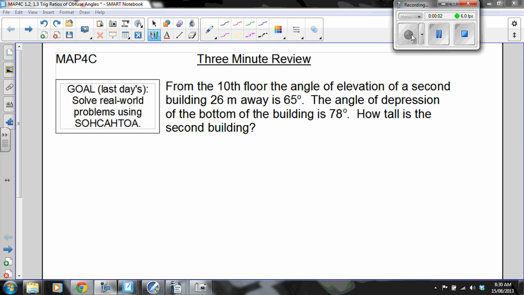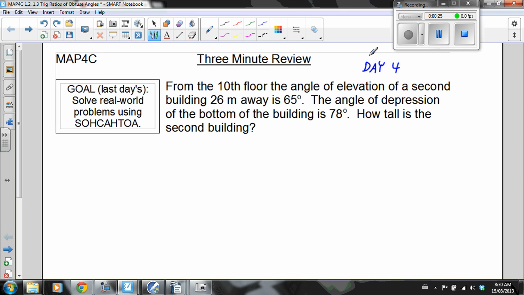This is MAP4C, day 4. This is actually lessons for sections 1.2 and 1.3. The 3-minute review is a review of yesterday where we were solving real-life problems using right-angle trig.